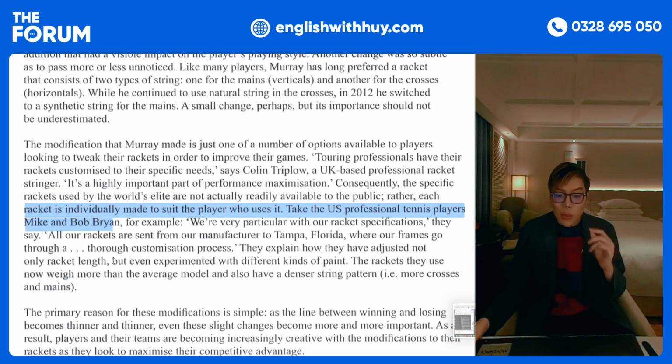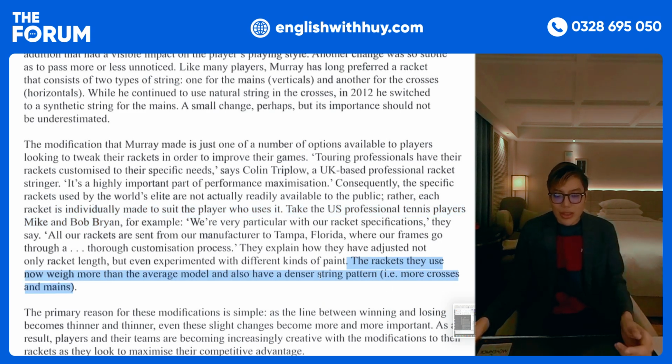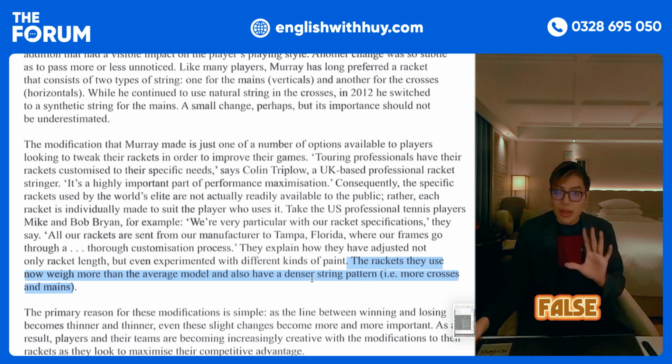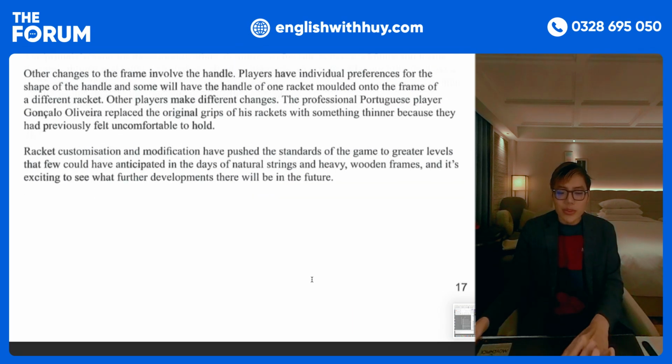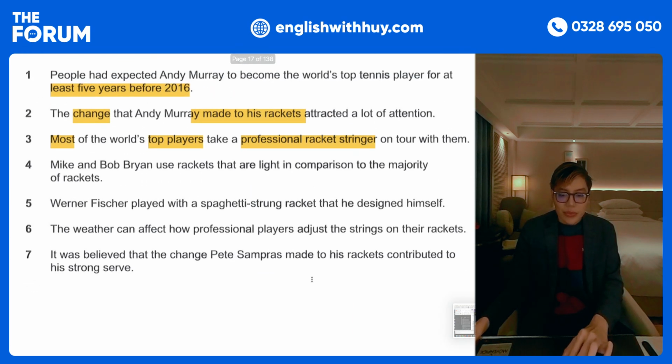So you can see the weight here. The rackets they use now weigh more than the average model. I just care about that piece of information. So the weight is not lighter. It is in fact heavier. So the answer would be false immediately. You want to move on to the next question.